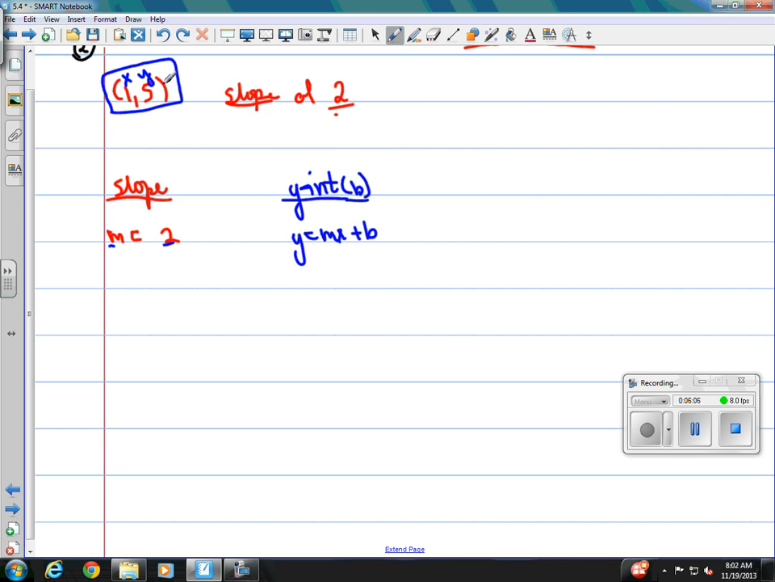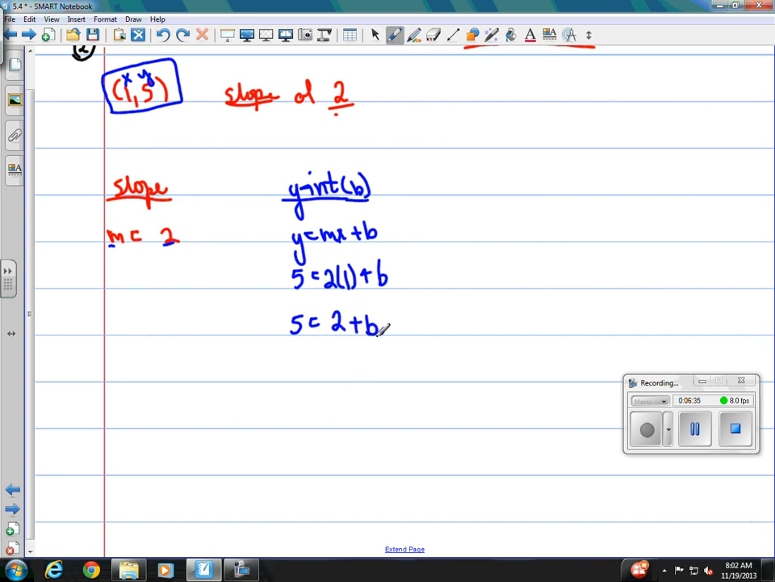Okay? So down here we're just going to substitute. So we say y is 5 equals m is over here, 2. And if they're side by side, that means they're being multiplied. So 2 times, then x is up here, 1. I drop down my plus b. Now we're going to solve for b. So the first thing we have to do is simplify. So 2 times 1. So 5 equals 2 times 1 is 2 plus b.